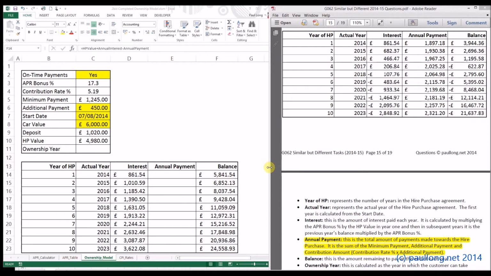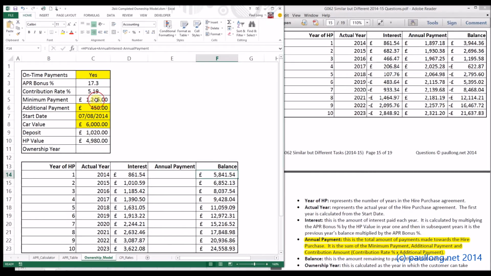This is 2B part 3, and we're now going to have a look at the formula required for the annual payment. And it says here that this is the total amount of payments made towards the hire purchase. It's a sum of the minimum payment, the additional payment that is made, and whatever the contribution amount is, and the contribution amount is the contribution rate multiplied by the additional payment. So we'll have a look at it in the first year because that one's not too difficult to understand.